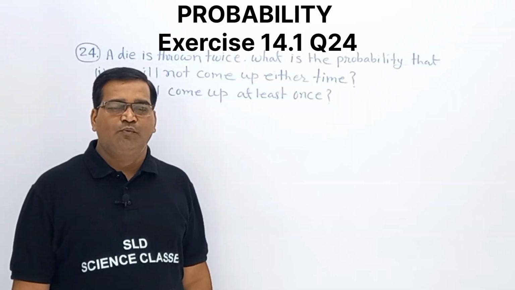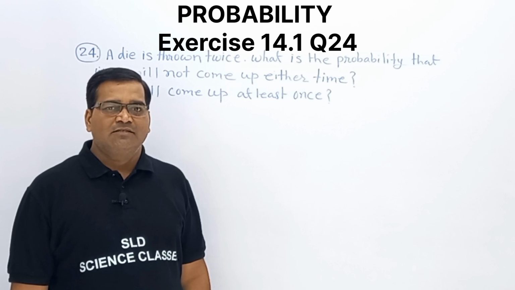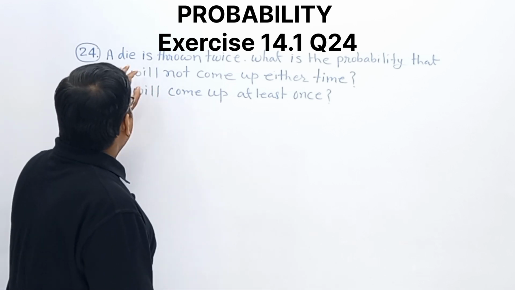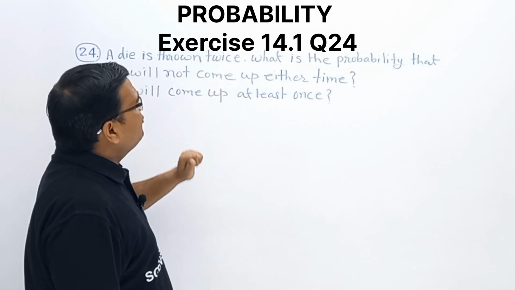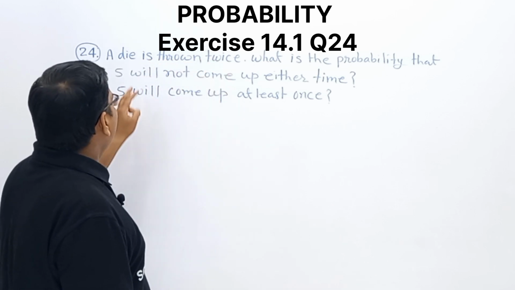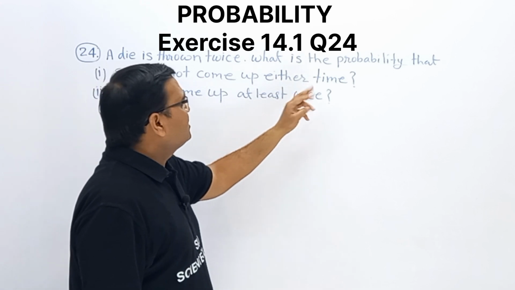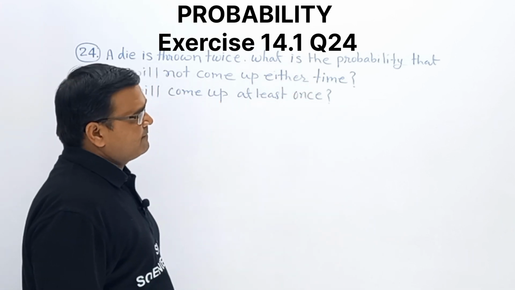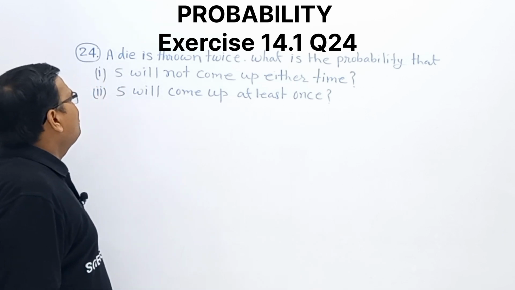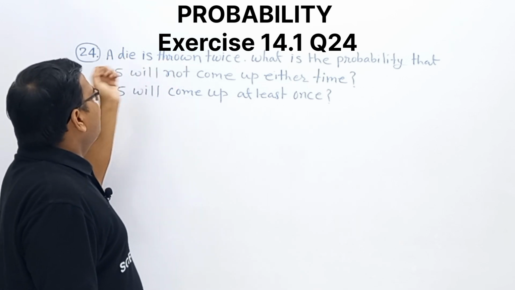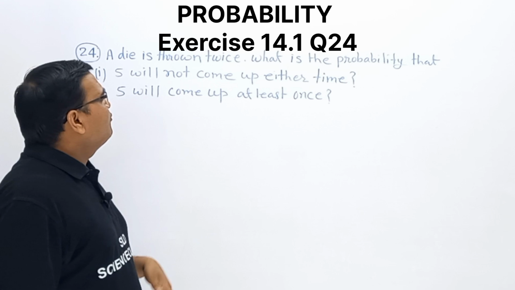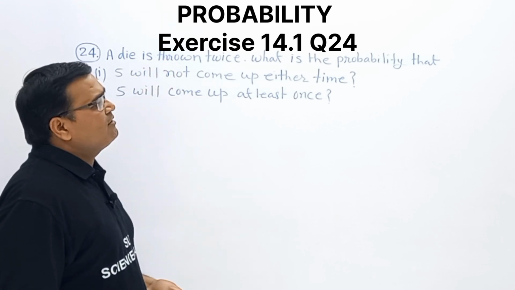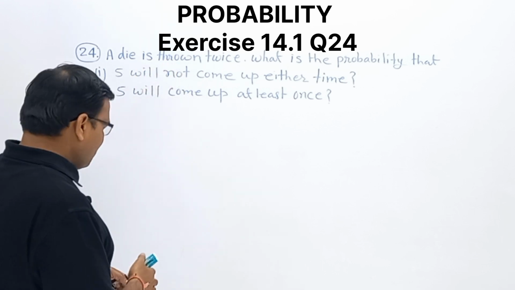In this class, we are going to discuss question number 24, exercise 14.1, probability. Observe this question. A die is thrown twice. What is the probability that 5 will not come up either time? 5 will come up at least once. Clear? What are we doing? We are throwing a die twice. Once we throw a die twice, what will the total possible outcomes be?